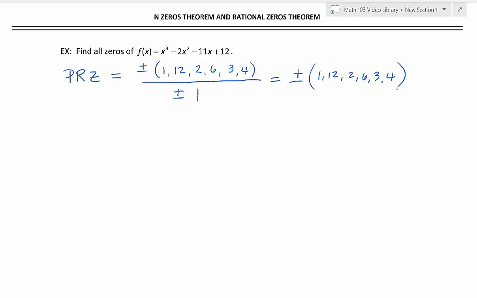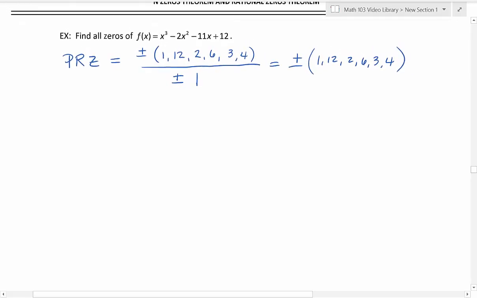At this point, we're just going to use trial and error to find which of these numbers are actual zeros. We'll be using synthetic division and then looking at the remainder to determine whether or not they're zeros. Let's start by just picking a number. What sounds good? I'm going to start with 1. I usually always start with 1.